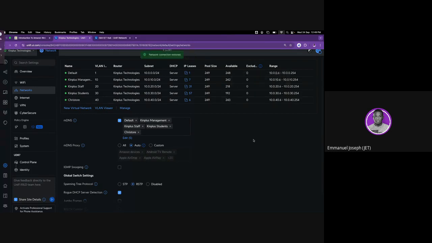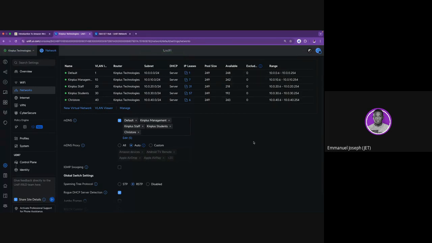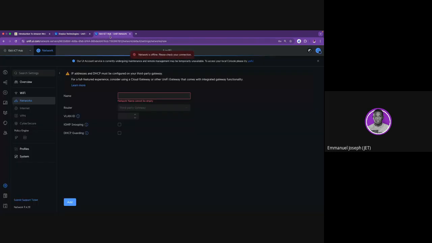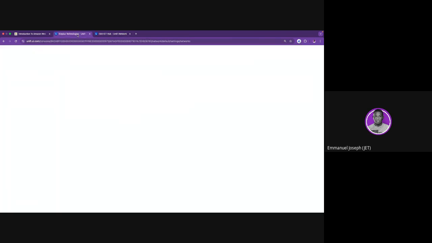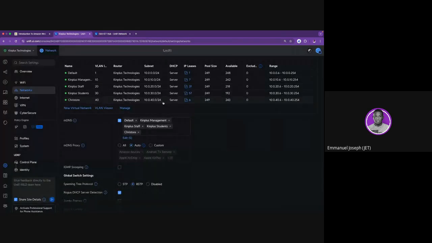Okay, network restored. Now, we can see there's a difference between the first network configuration I showed you and this new one here. In this one, we can see that this network is divided into 4 different networks, and these 4 different networks are running with their own separate subnetting configuration, right?